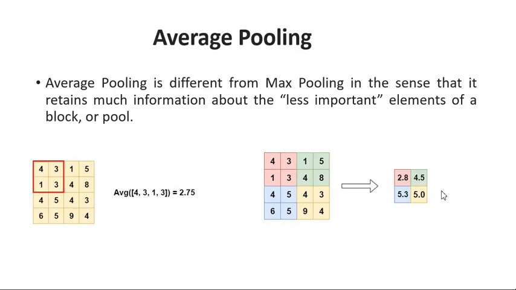Finally, the concept of average pooling. Average pooling is different from max pooling; it retains the information of less important elements of a block. The operation is very easy: it takes the average of the four values. For 4, 3, 1, 3 the average is 2.8, and the other outputs are 4.5, 5.3, 5.6 and 5.0.